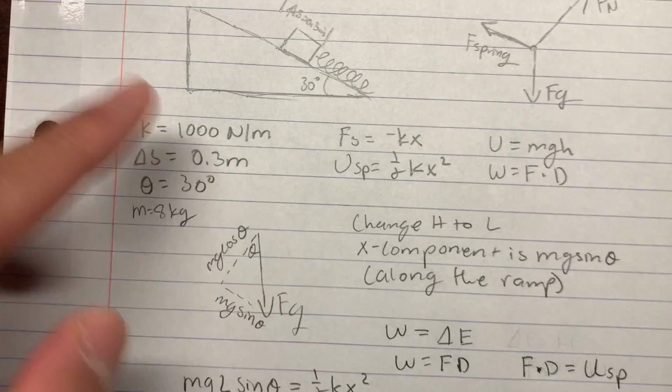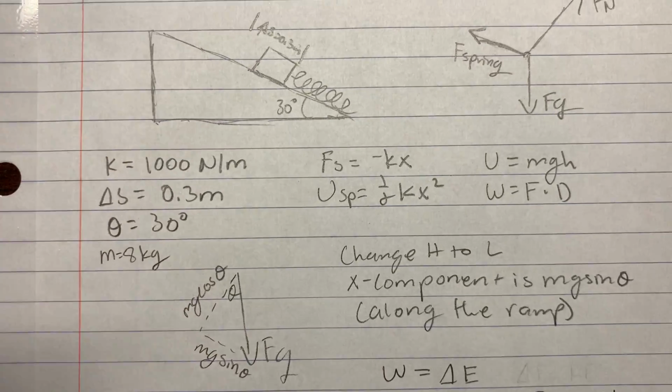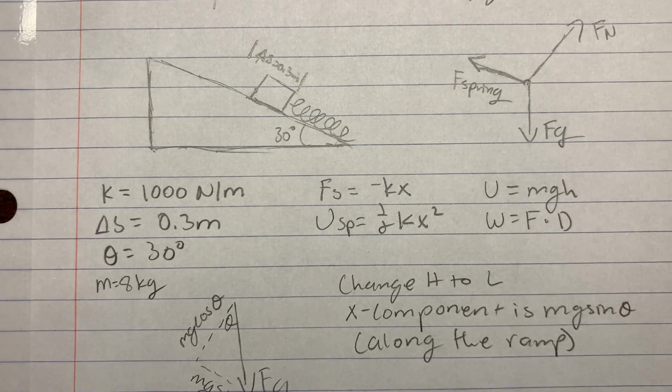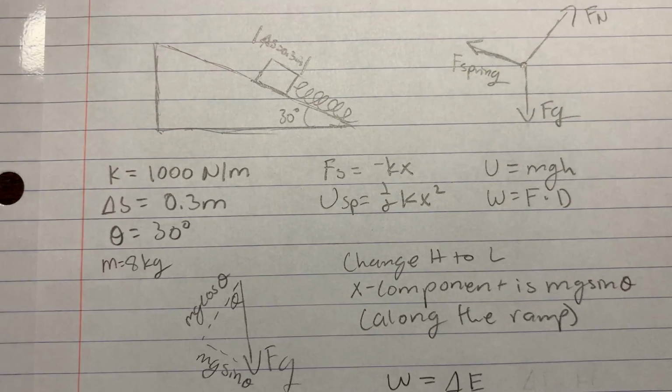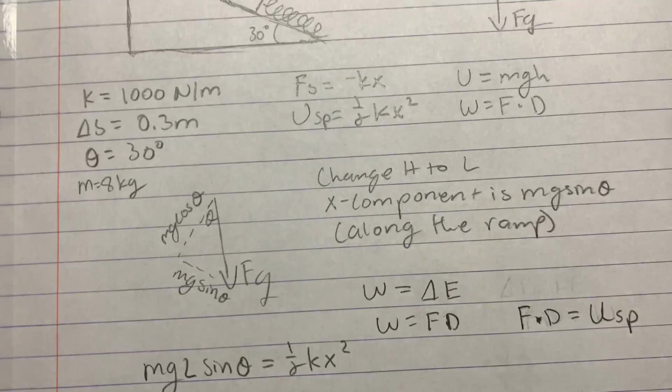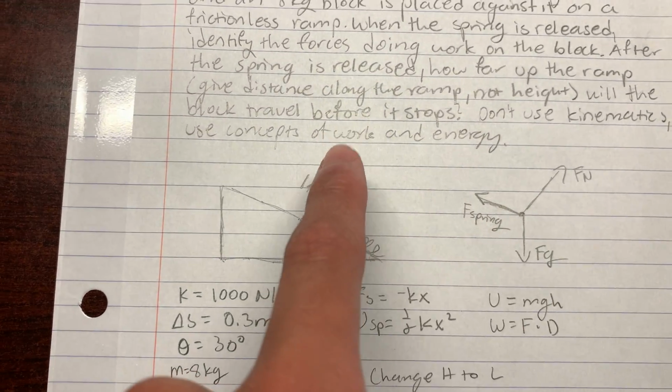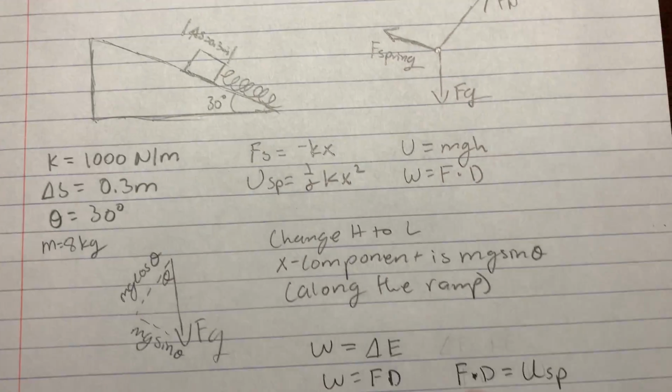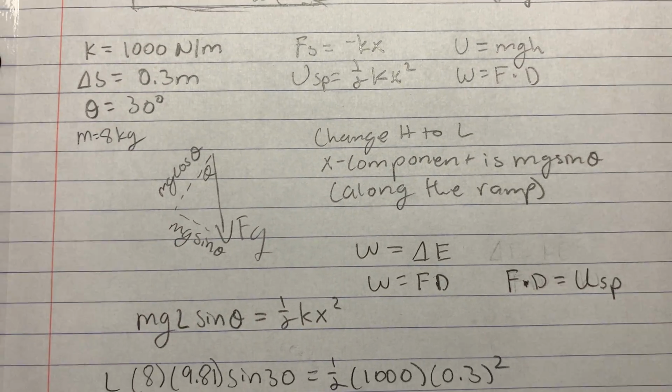So we know all of this. We know Hooke's law is force of the spring is negative kx. The potential energy of a spring is 1/2 kx squared. And because they want us to do it in terms of work and energy, we know work equals force times distance.